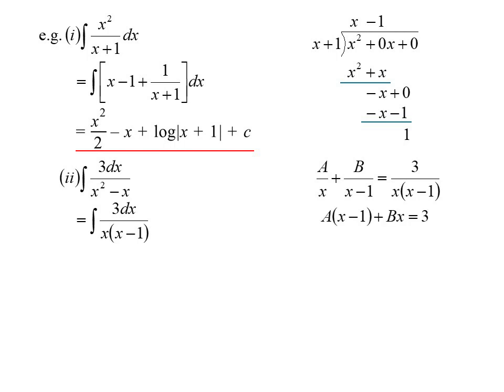Let's multiply by the x times x minus 1, get rid of the denominators, and this is the equation we have to solve. But we can solve it by using clever substitution, because if I make x equal to 0, then the b goes away. And that gives me that negative a is 3, so I now know a is negative 3. My next substitution, I'll make x equal 1, and that makes the a go away. And I'm left with b equals 3. I now know the two numbers.